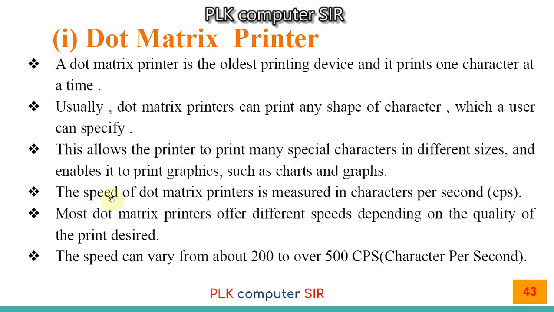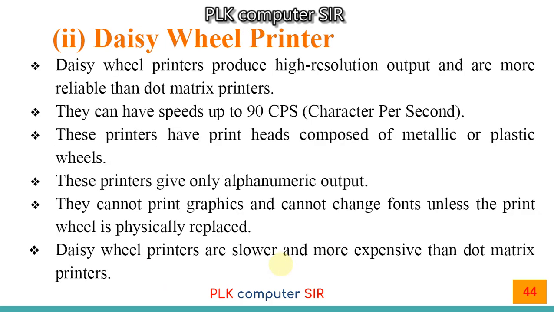The speed of a dot matrix printer is measured in CPS, that is characters per second. Most dot matrix printers offer different speeds depending on the quality of the print desired. The speed can vary from about 200 to over 500 CPS, that is characters per second. So this is the range, 200 to 500.